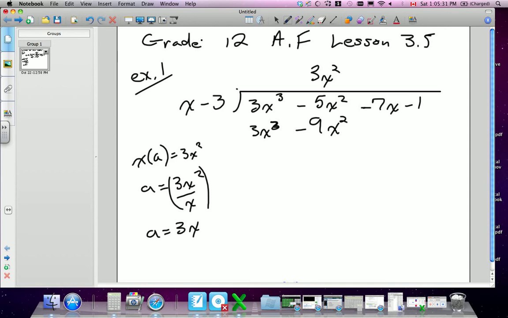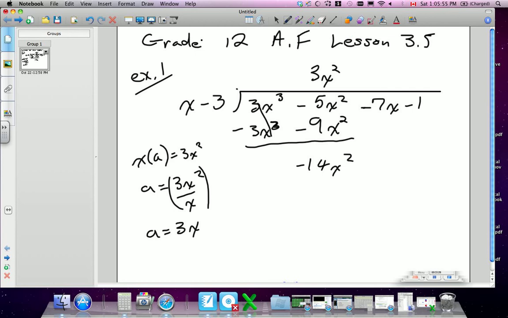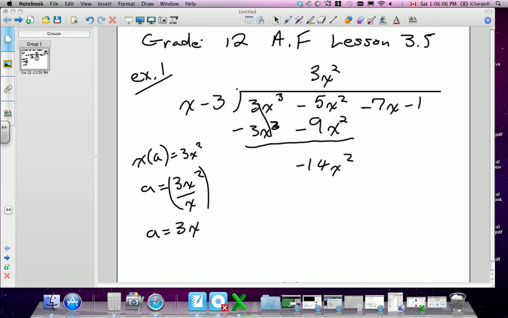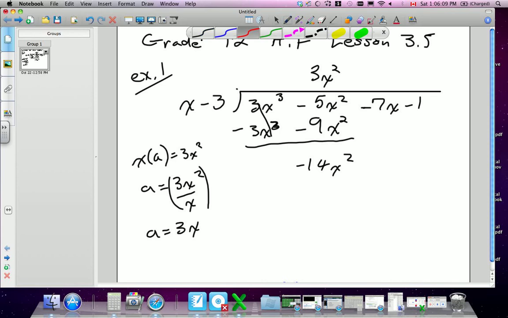Now in long division, whatever you have, you subtract. 3x cubed minus 3x cubed, these guys cancel each other out. Negative 5x squared minus negative 9x squared is, I would use my calculator, 14? Sorry, we have to subtract the terms. So because we're subtracting the terms, it's like adding 9. So it's positive 4x squared. Okay, so now we have positive 4x squared.